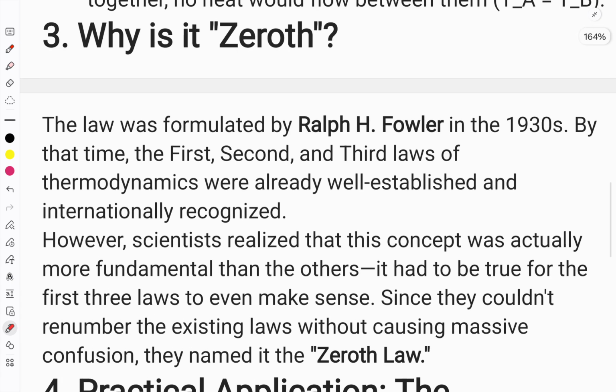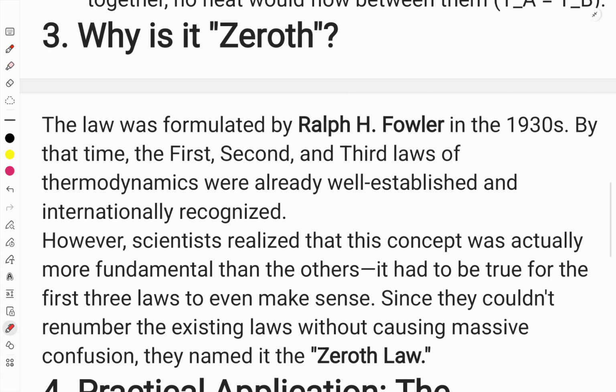Now let's discuss why we call it the zeroth law of thermodynamics. That's pretty interesting. That's because of the history. The law was formulated by Fowler in the 1930s, and as you already know, the first, second and third laws of thermodynamics had already been established well before the 1930s. So the zeroth law came after the first, second and third laws. You might also ask, why don't you call it the fourth law of thermodynamics? You know why? Because the zeroth law of thermodynamics is more fundamental than the first, second and third laws.